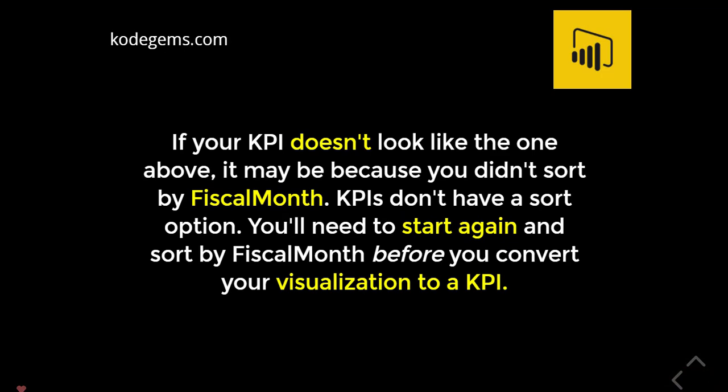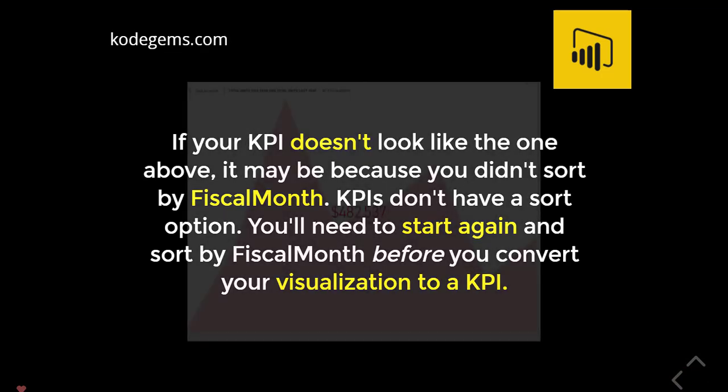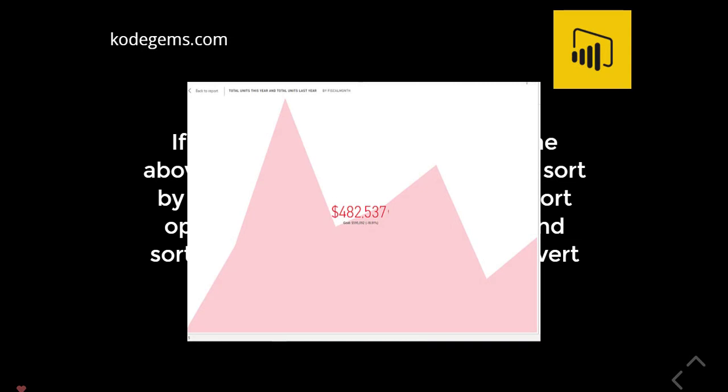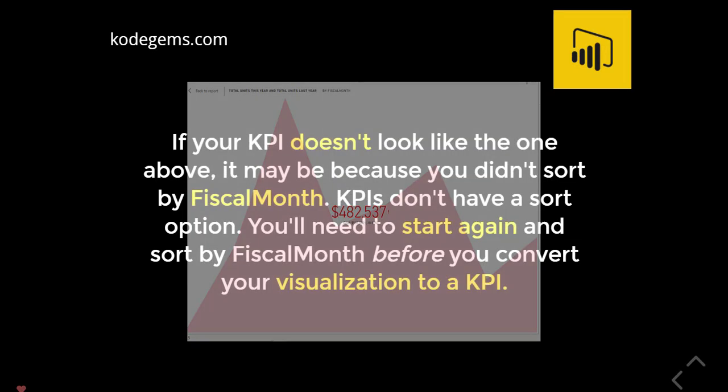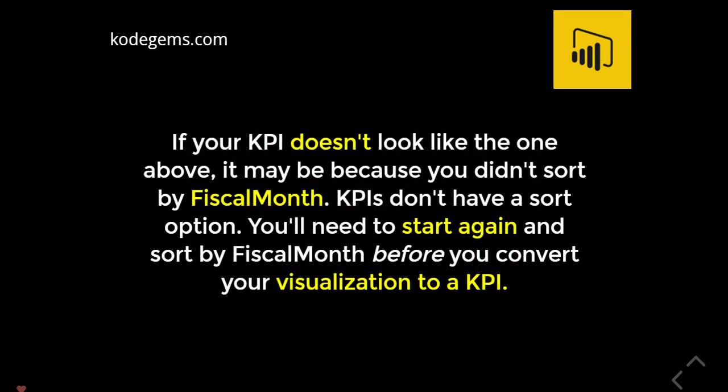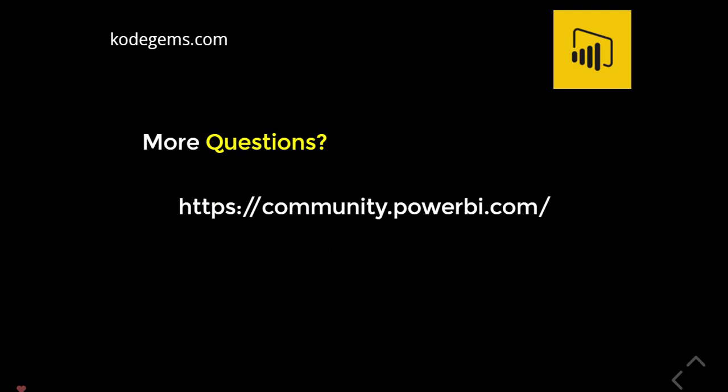If your KPI doesn't look like the one above, it may be because you didn't sort by fiscal month. KPIs don't have a sort option. You'll need to start again and sort by fiscal month before you convert your visualization to a KPI. More questions? If you have any questions, go to community.powerbi.com.